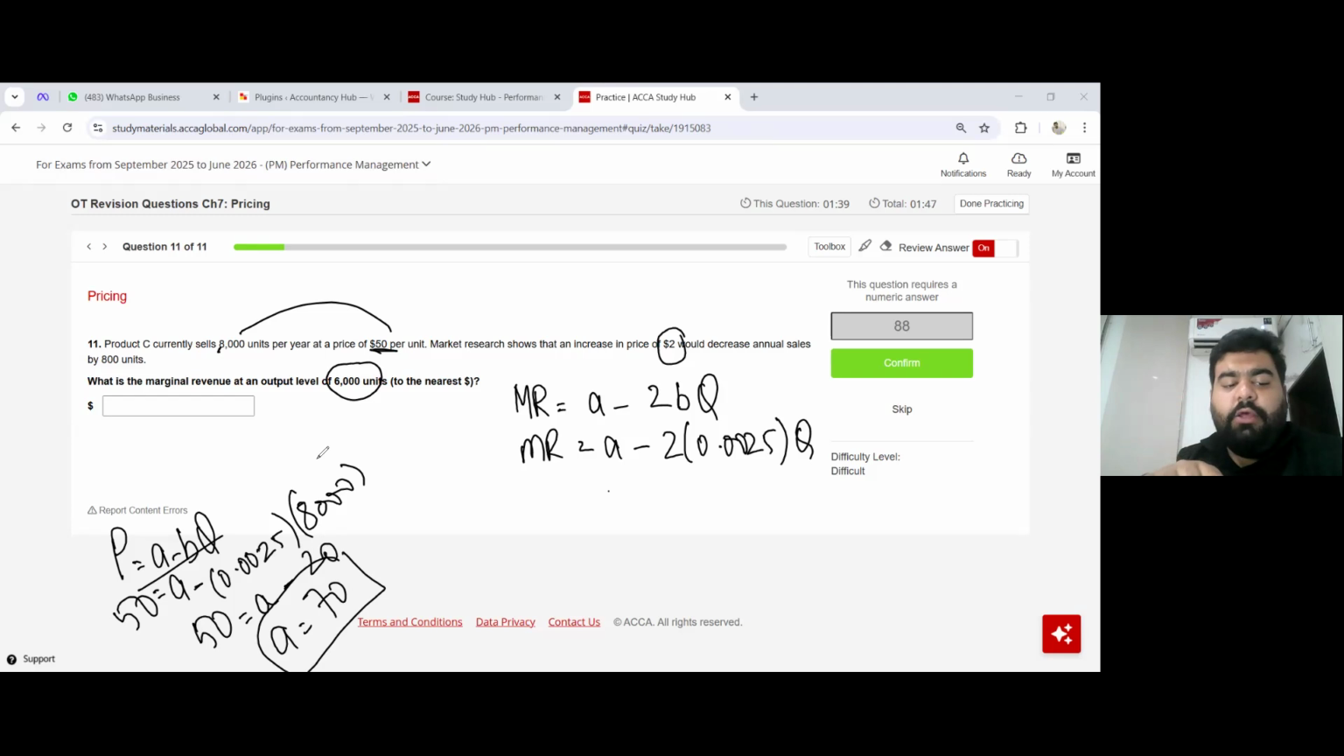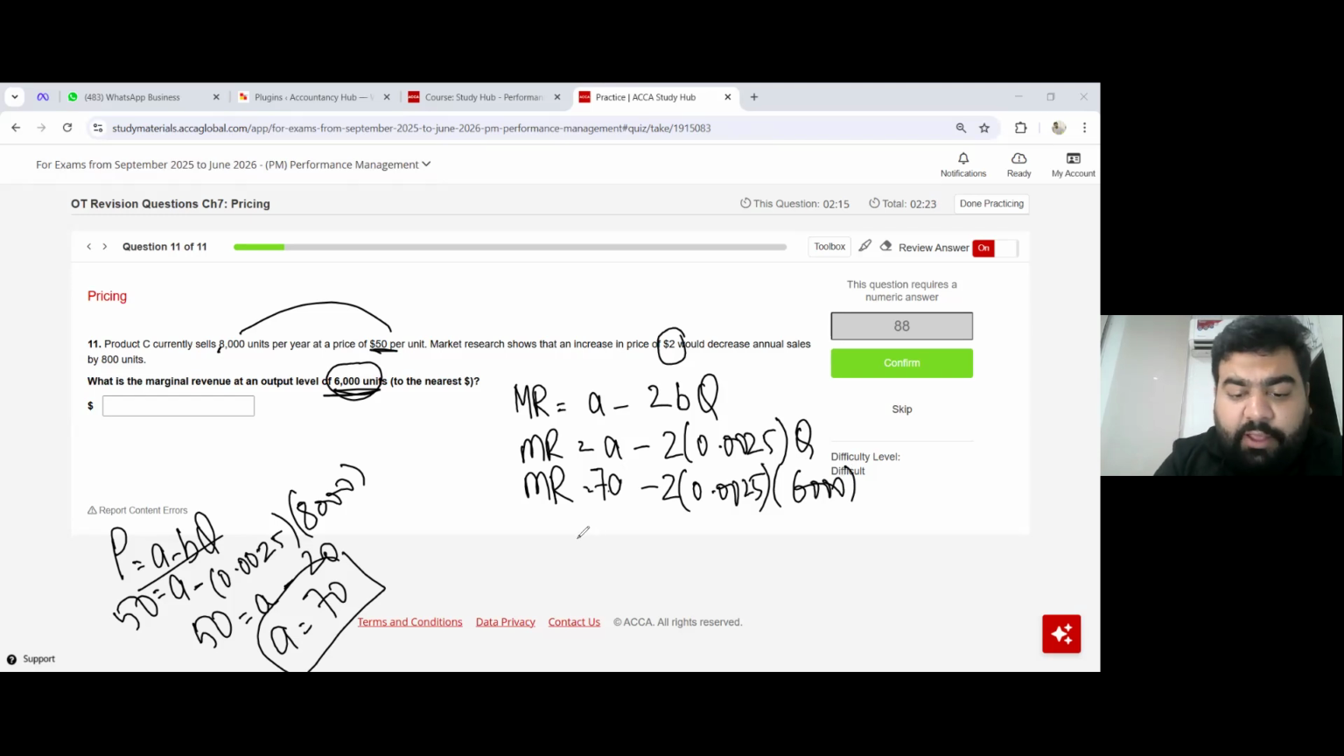So we have got the value of A from this formula. Whenever we have to calculate A, obviously this formula will always be used: P is equal to A minus BQ. B we have calculated, P and Q will be taken from the question. Price and quantity will give the A. Now A also we have calculated. So the marginal revenue formula will be A, that is 70 now, minus 2 into 0.0025 Q. Now he's saying to calculate marginal revenue at 6,000 units. Now you know the quantity, 6,000 units, just put the quantity and calculate it. So 2 into 0.0025 multiplied by 6,000 is 30, and 70 minus 30 will be 40. So marginal revenue will be 40.